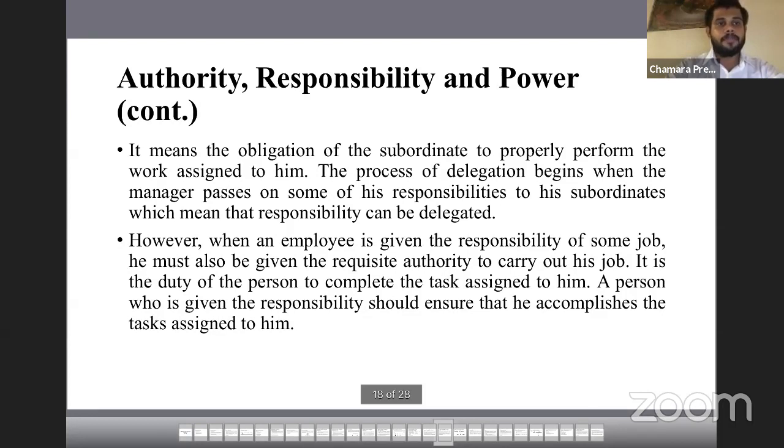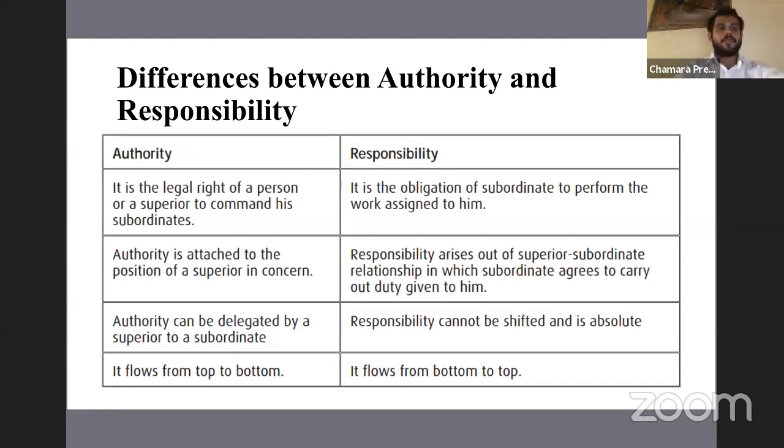Okay. So however, when an employee is given the responsibility of some job, he must also be given the requisite authority to carry out his job. It is the duty of the person to complete the task assigned to him. A person who is given the responsibility should ensure that he accomplishes the task assigned to him, right? So once a person gets the responsibility, he should make sure that he finishes that work as advised, right? Okay. So now we're going to take a look at the difference between authority and responsibility.